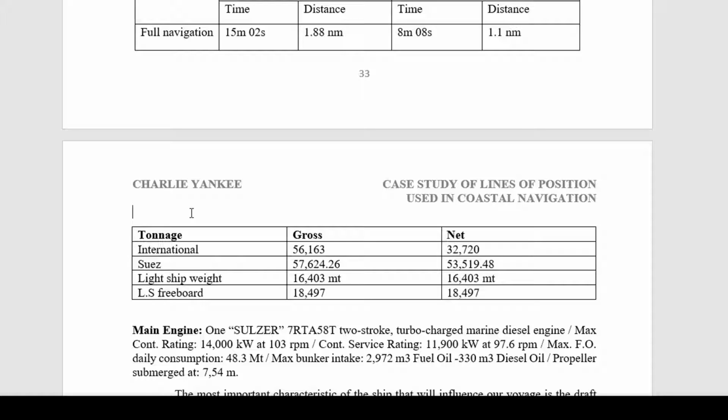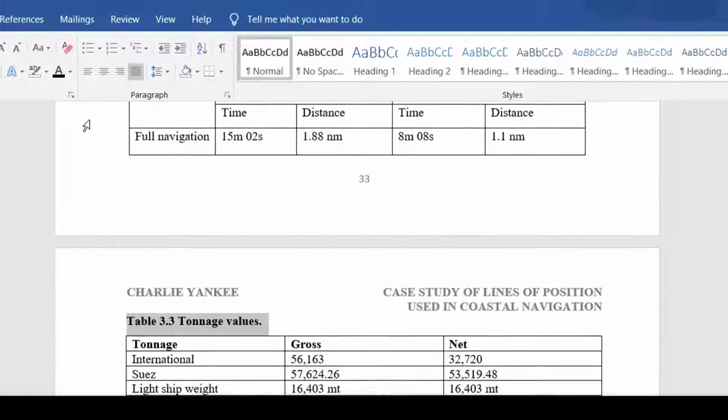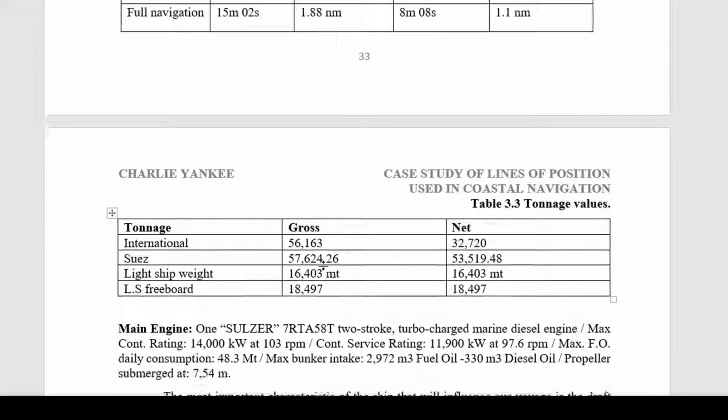Then give it a name at the top. Since it is our 3rd table in this chapter 3, we are going to give it table 3.3 and give it a name, tonnage values. Highlight them, go to align right. So it all looks good now.